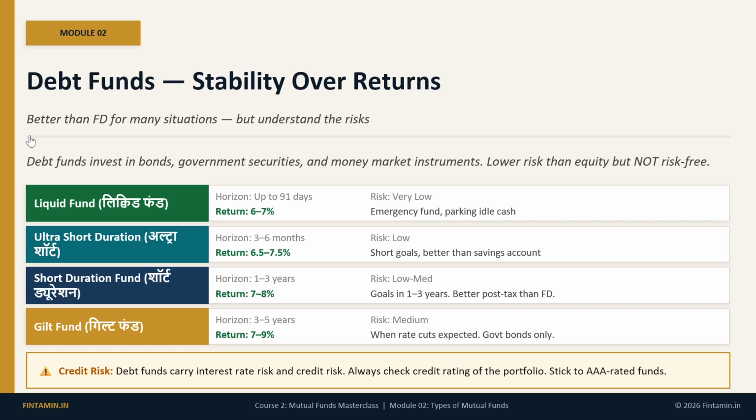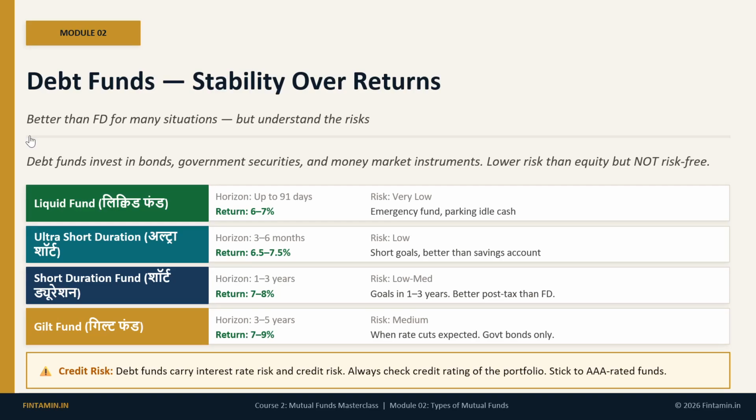Liquid funds are for money you may need within 91 days. Emergency funds, short-term parking. They give slightly better returns than a savings account with almost zero risk. Ultra short duration and short duration funds are for goals 6 months to 3 years away. Historically, they have beaten fixed deposit returns on a post-tax basis.